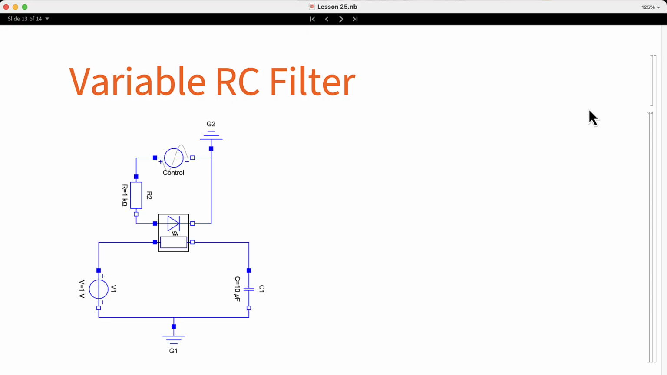That way we can change the behavior of a circuit using a voltage. In the diagram you can see a variable RC filter using a vactrol. On the top, we have the control voltage that changes the resistance value, therefore changing the cutoff of the filter.